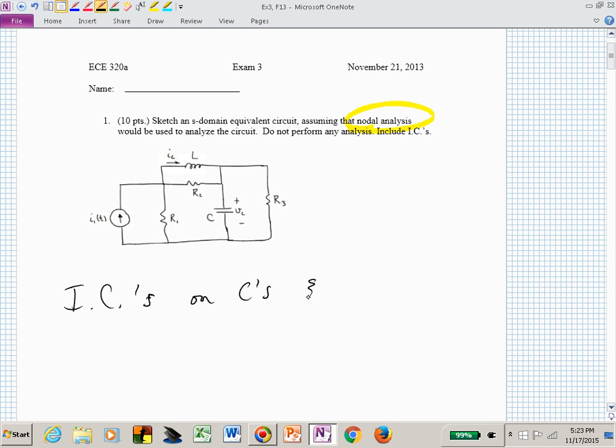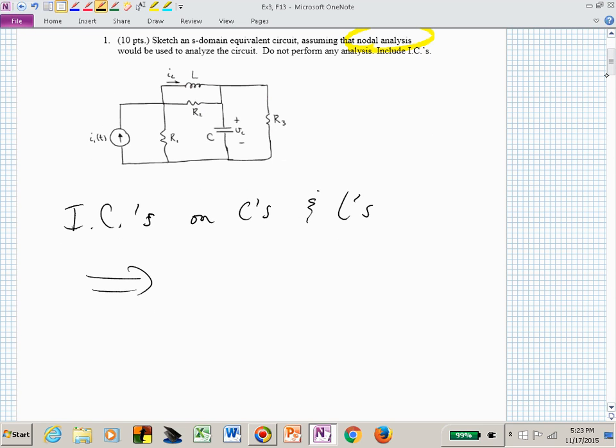Now if you have initial conditions on C's and L's, you have two different ways of incorporating initial conditions due to these energy storage devices in an S-domain equivalent circuit. If you're performing nodal analysis, you would be looking at parallel current sources for both the C's and the L's. If I said do this as if you were going to perform mesh analysis, then you would put in series voltage sources for your energy storage elements in the circuit.